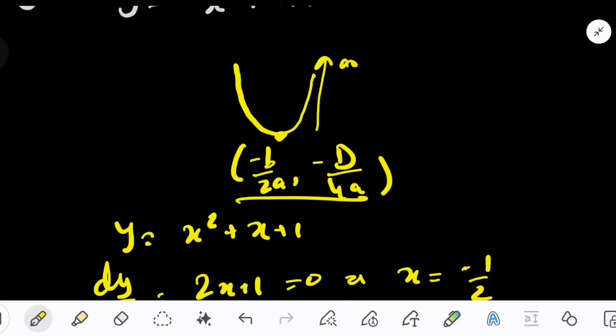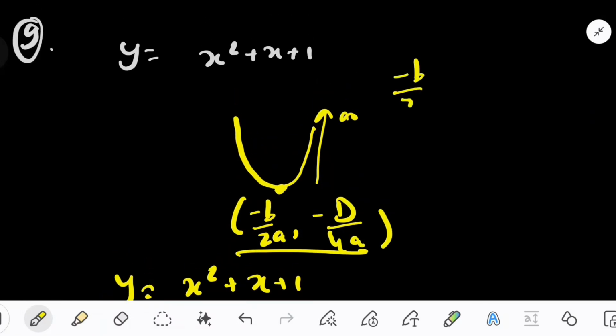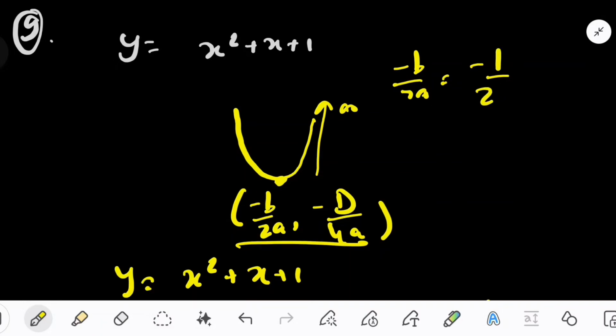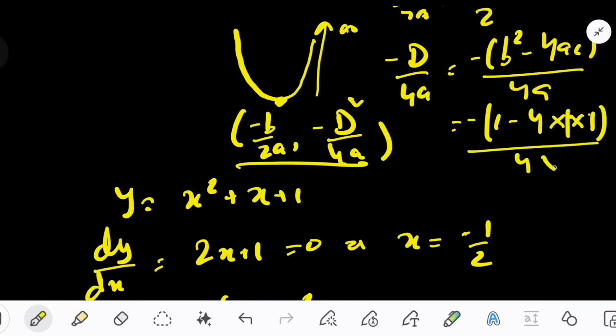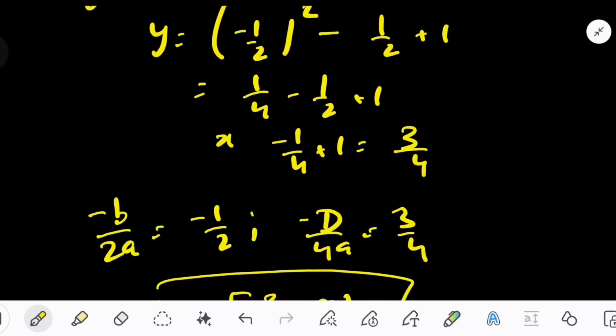to infinity, right? Correct. But if you don't want to apply this, just apply negative b by 2a. It is negative 1 by 2 into 1. And now if you find the y value, it will be negative d by 4a, which is negative b square minus 4ac by 4a, which is equal to negative 1 minus 4 into 1 into 1 divided by 4 into 1. So you will get 3 by 4, right? And that's what I have written over here.